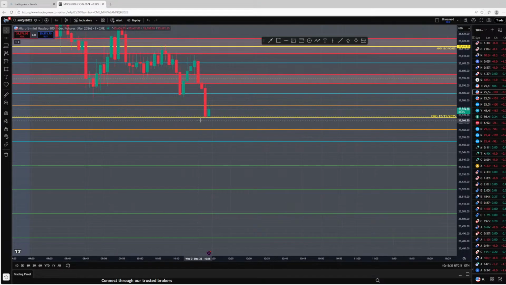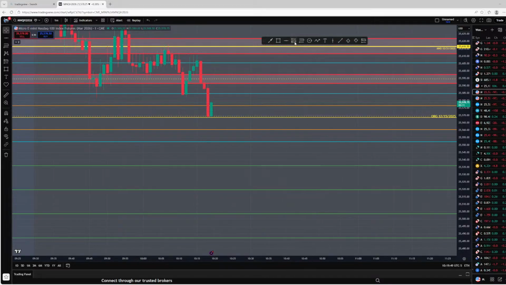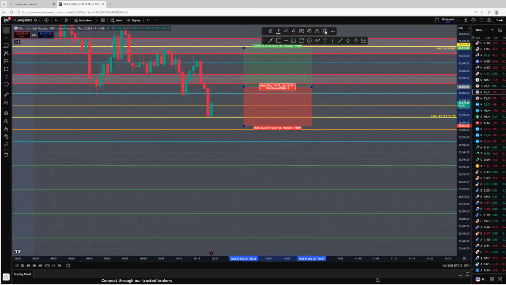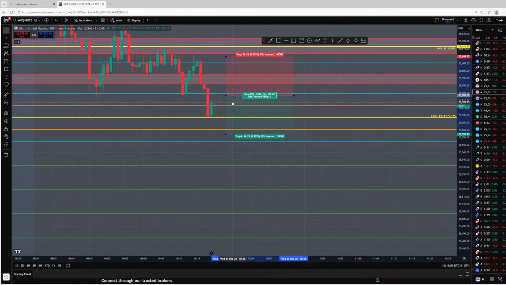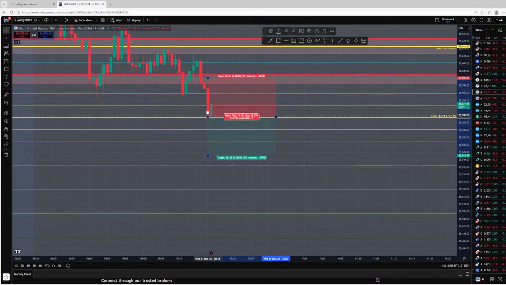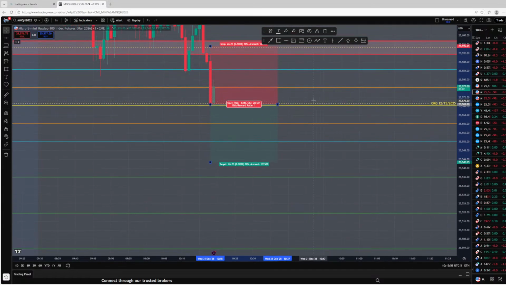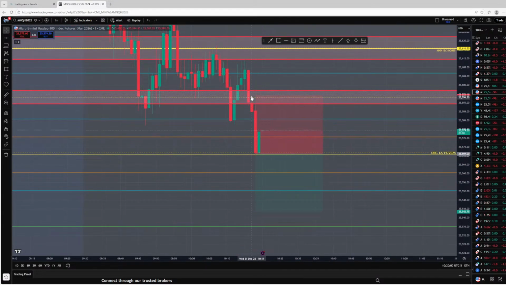So let's say we see a pullback, and then this little gap on the 1 minute gets respected, that could be somewhere where we can take a sell. And then that trade will look something like this. All right, I will put my stop loss literally right within this fair value gap. You could put it at the top if you want.